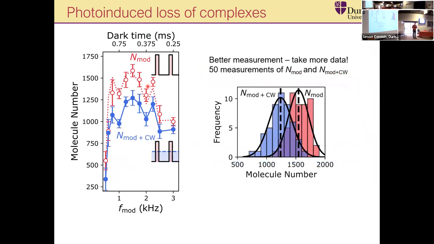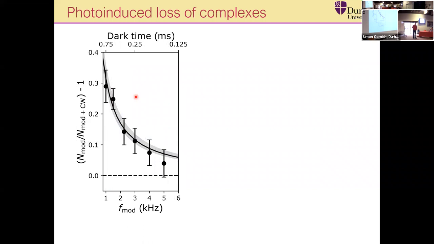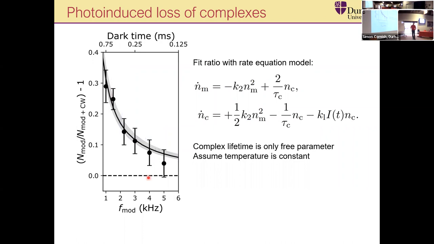We have to take lots of data, that's all that is. And if we do that, we can look at how much we're changing the loss. So this is modulated only compared to the modulated plus the CW beam as a function of the frequency. And we get this difference that changes with the frequency. We can fit that with this simple rate equation model, but the only parameter in this is actually the complex lifetime. The K2 we previously measured, we know that. This one is basically just infinite. So the only thing we've got to play with is this complex lifetime. If we fit that, we get half a millisecond.